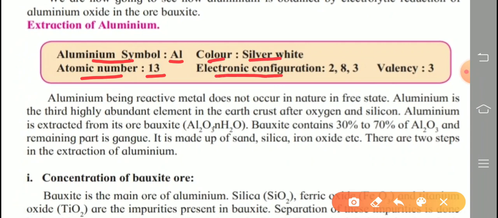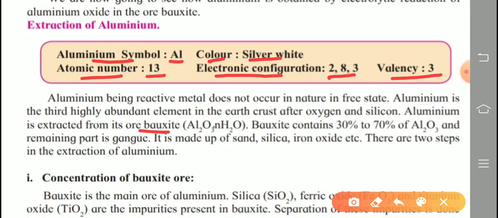Electronic configuration is 2, 8, 3 and valency is 3. So aluminium being a reactive metal does not occur in nature in a free state. Aluminium is the third most abundant element in the earth's crust after oxygen and silicon. Aluminium is extracted from its ore bauxite.